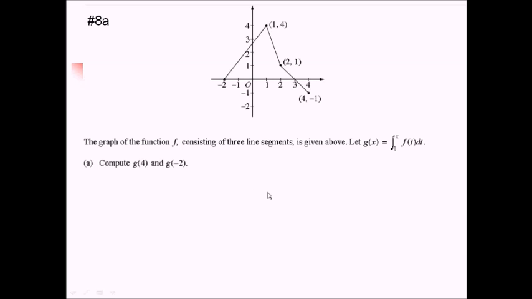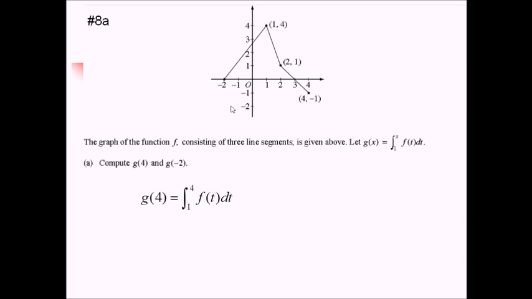For the next few problems, we're going to be using this diagram and this g function, which equals the integral of the f function that's graphed up here. So for part A, they want us to find g of 4 and g of negative 2. So essentially, you just have to plug 4 and negative 2 into the upper limit of this integral and figure out what that comes out to. So we've got g of 4. That's the integral from 1 to 4 of the f function.